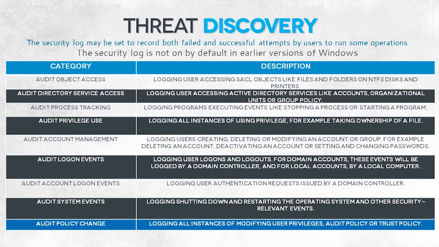Third is auditing process tracking, which is usually disabled. When this category is set to auditing, each operation will come up in the log multiple times. As far as security is concerned, this level of specificity is not required. Enabling privilege use audit is crucially important, though. All instances of a user exercising or attempting to exercise user rights will be logged, which means, for example, that when an administrator takes over a file or folder, this event will be reported in the log.